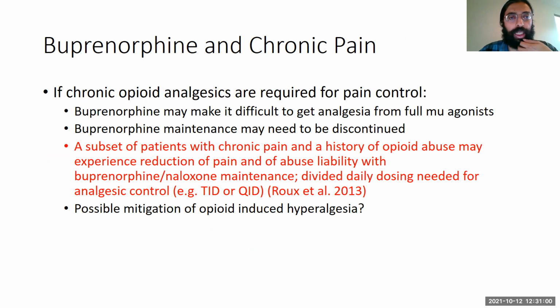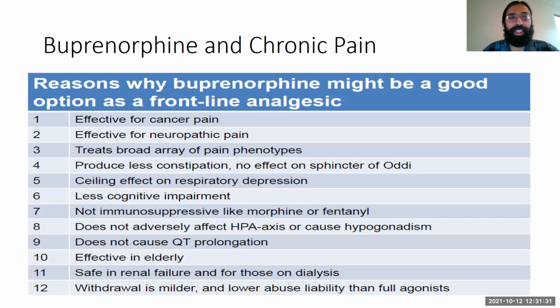It is a good option. Consider and talk to your patients that if they're on buprenorphine and have chronic pain, it's going to be hard to get analgesia from other full mu agonists. So you're not going to wind up adding those on. But in many of these patients, a big subset, I would say, buprenorphine may actually target both, where you're going to wind up splitting the dose of buprenorphine to help with the analgesia. And there is suggestion in the literature that buprenorphine can help mitigate opioid-induced hyperalgesia. It's just a reference slide that lists many reasons why buprenorphine may be a good option as a frontline analgesic.